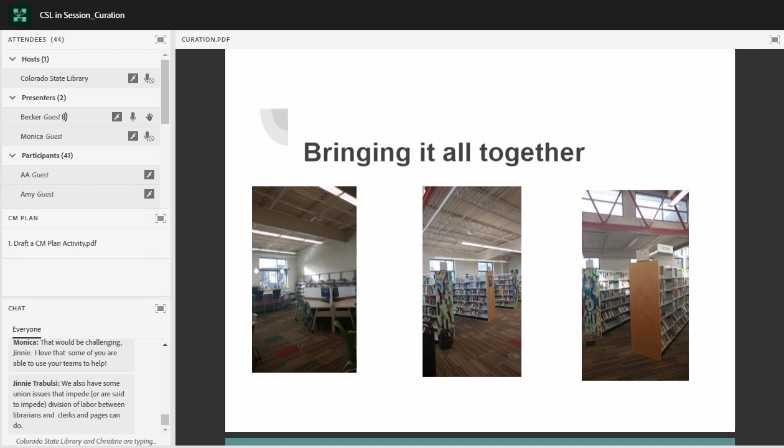Their new books are more featured. Their children's section was not big enough, and now it has grown, and their circulation for picture books is even bigger than it used to be. So it is possible to use weeding and data to make things better.